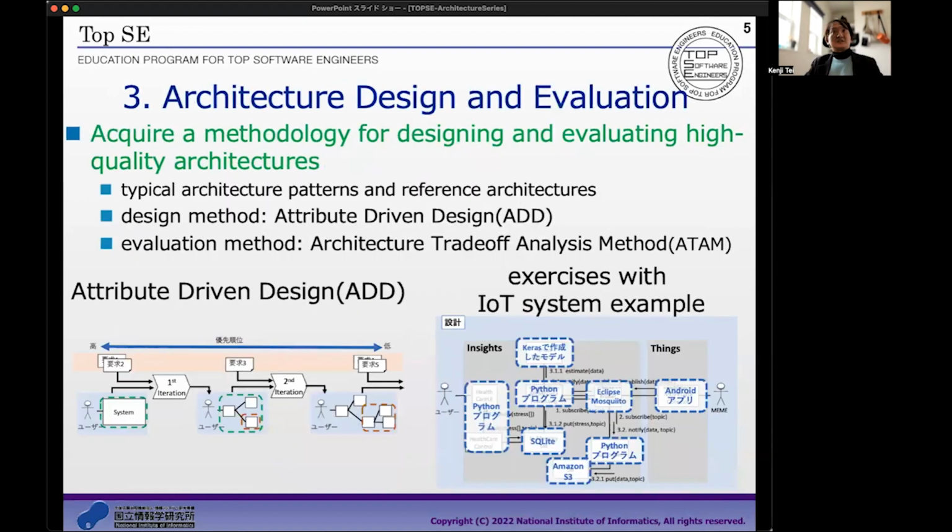The third course in this course series is architecture design and evaluation. This is the main course in the architecture course series. This course is to acquire the methodology for designing and evaluating high quality architectures.